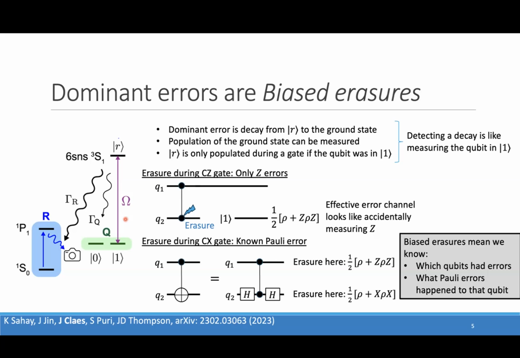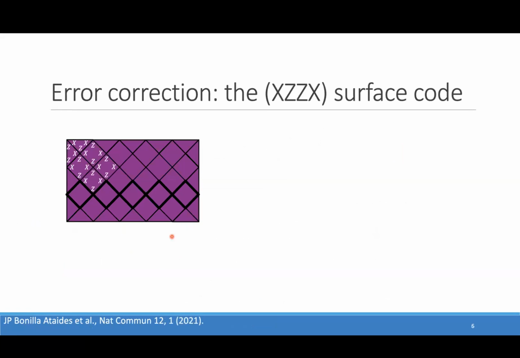So importantly, if we have biased erasures, that means we know which qubit had the errors. We get this little flag that says, oh no, this qubit was erased. And we know what Pauli error might have happened to that qubit. So this is a lot of information. So now that we have this information, we should go up to the next level and think about how this information is going to be used in error correction.